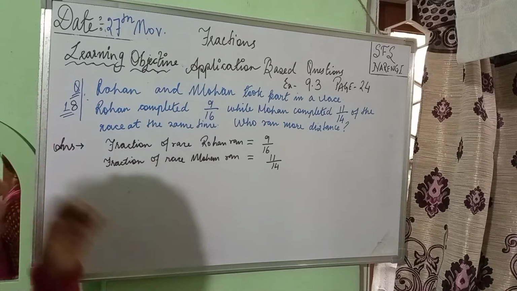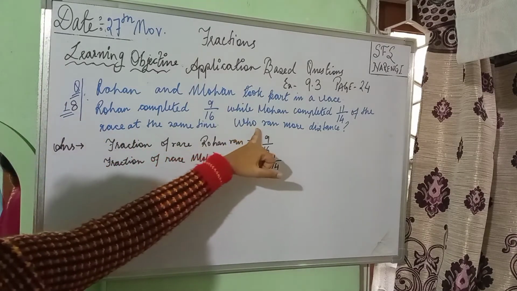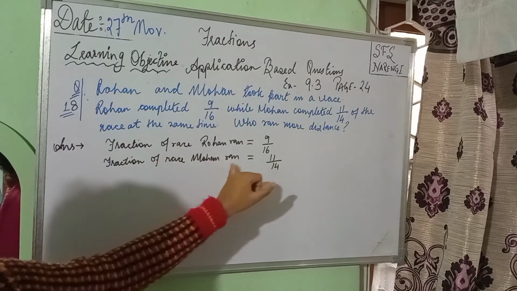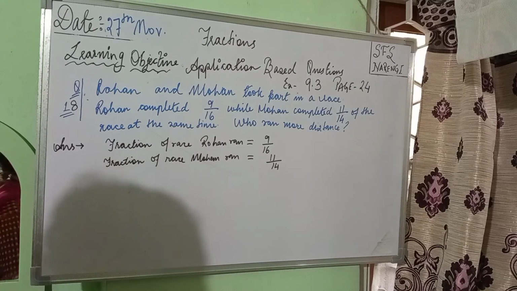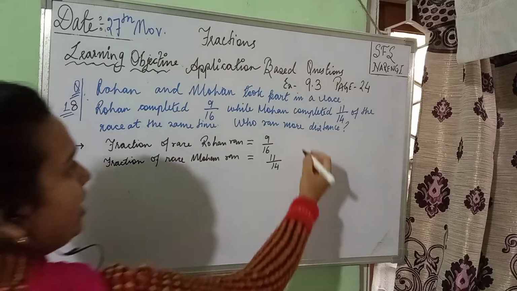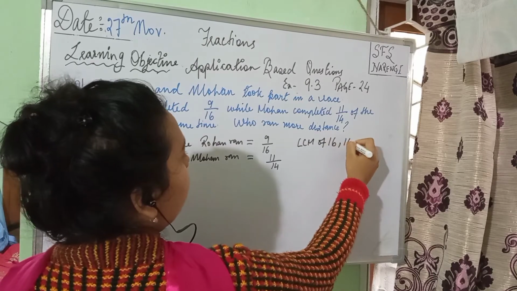Okay, so here you have that the fraction of the race that Rohan ran was 9 by 16. We know that the fraction of the race that Mohan ran was 11 by 14. Are they like fractions? They are not. So what is the first step that you do? You take the LCM of 16 and 14.